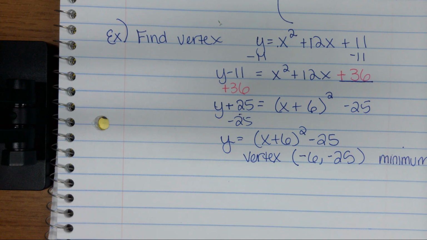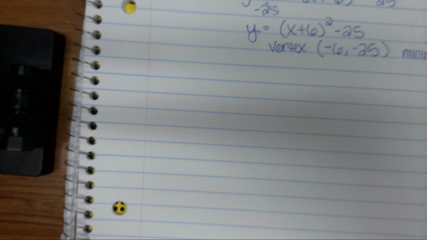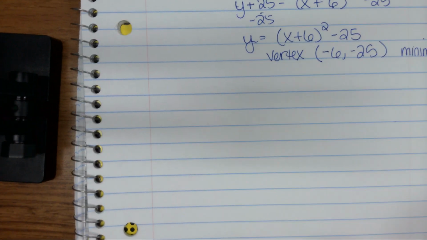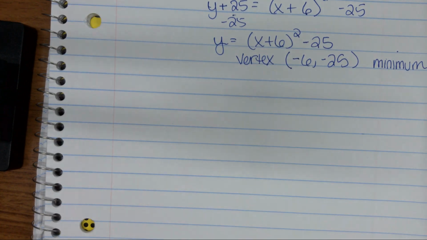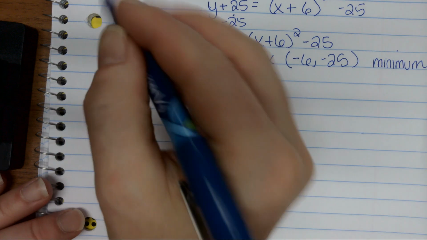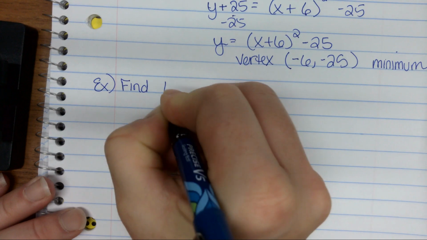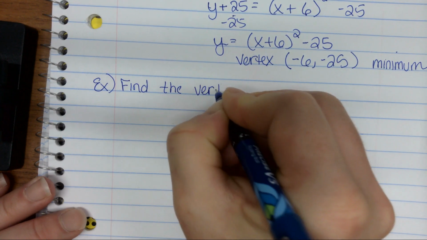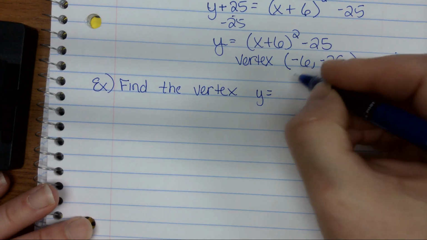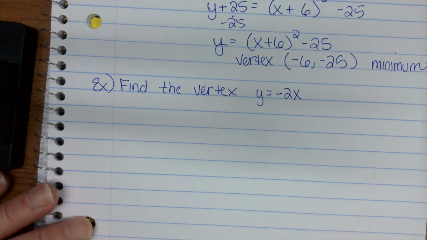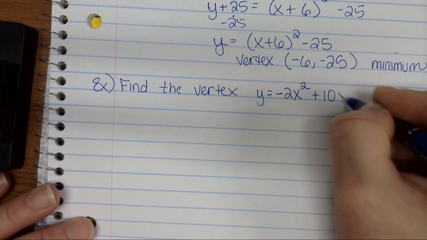All right, then I'm going to show you one last one that's a little different, and then we will be on our way. Let's find the vertex, but this time I'm going to give you y equals, and I'm going to give you something that has an a other than 1. So negative 2x squared plus 10x plus 1.